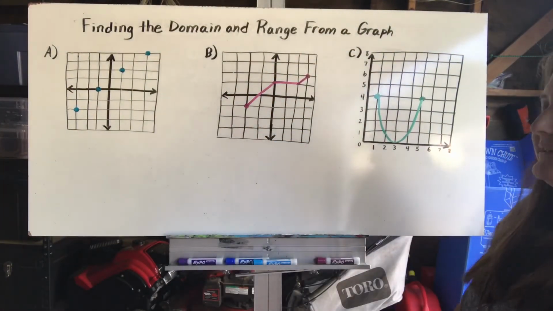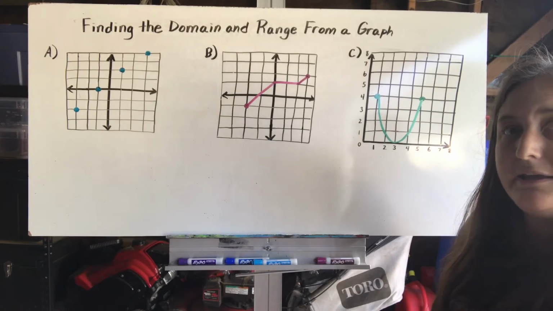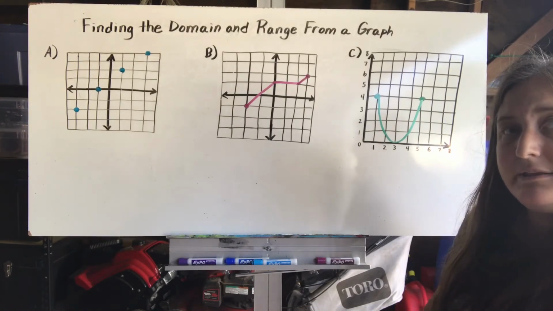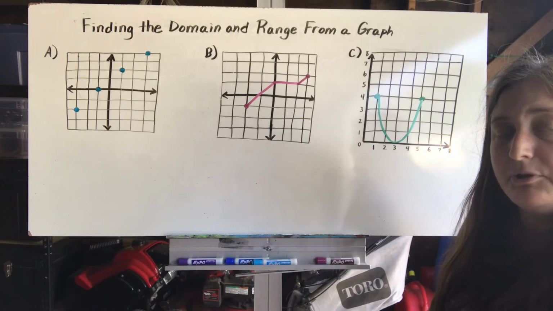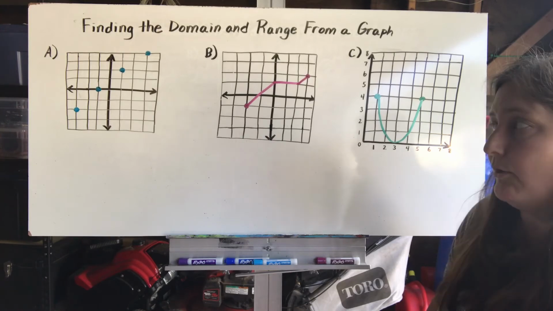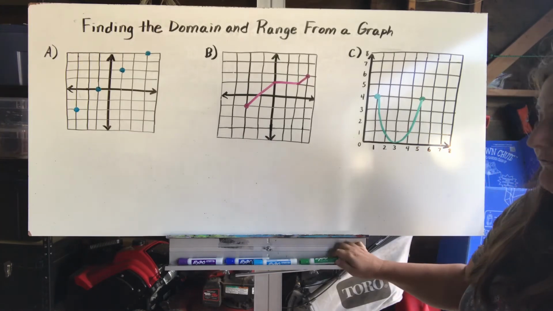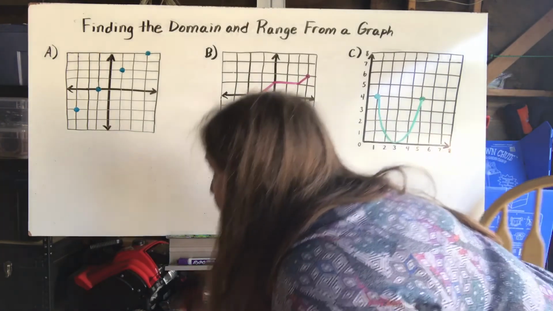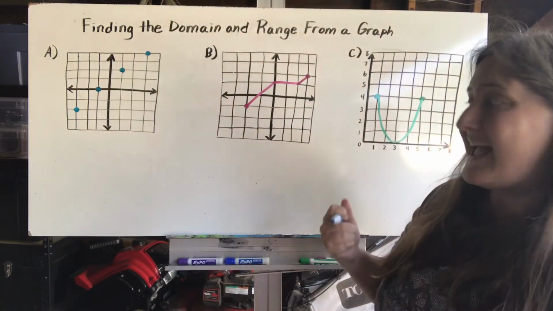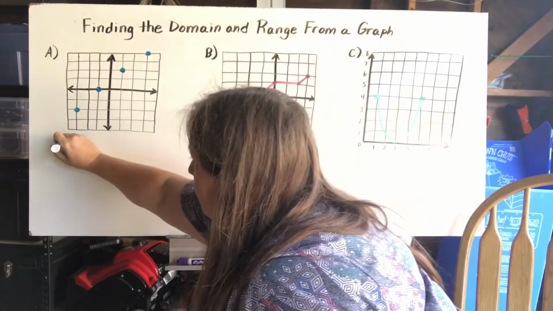So what if I'm being asked to identify the domain and the range and I'm looking at a graph? Remember, the domain is the list of all of the possible inputs and the range is all of the possible outputs. So let's start with this first graph over here. So the domain would be my inputs or my x values.